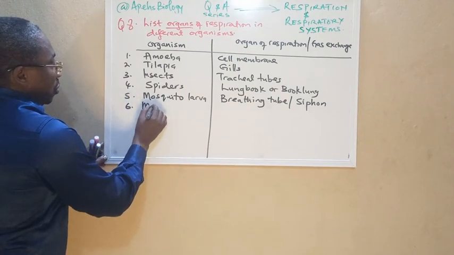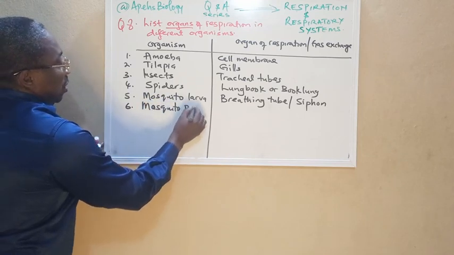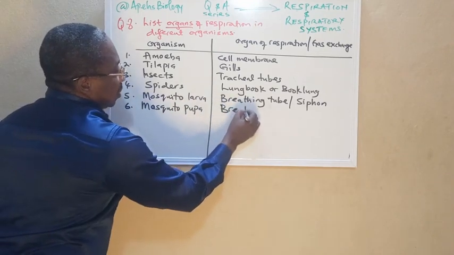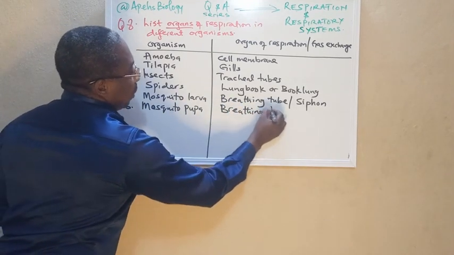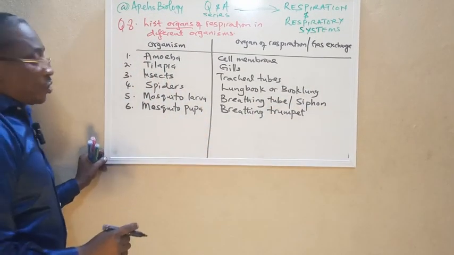Then we have the mosquito pupa. The pupa of the mosquito, call it mosquito pupa, right? What does it use? It is what is called breathing trumpet. Breathing trumpet. That's their own organ of respiration.